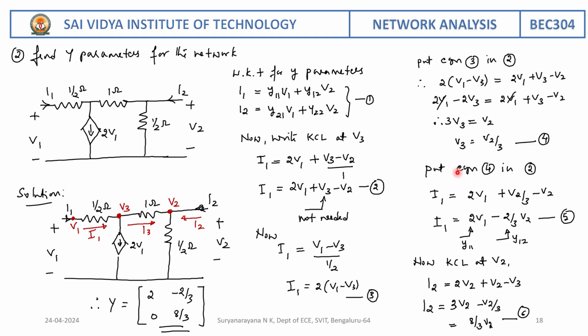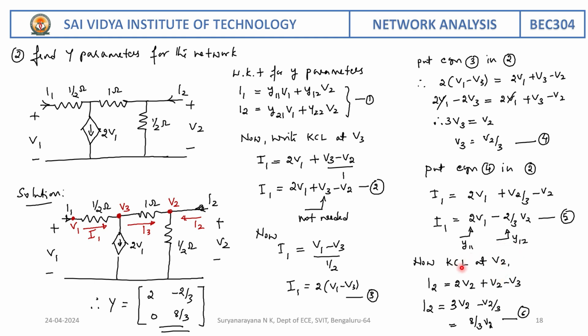Now substitute equation 4 in equation 2 here. On substituting equation 4 in 2, we'll get I1 in terms of V1 and V2. So what do this 2 and minus 2 by 3 represent? They represent Y11 and Y12.